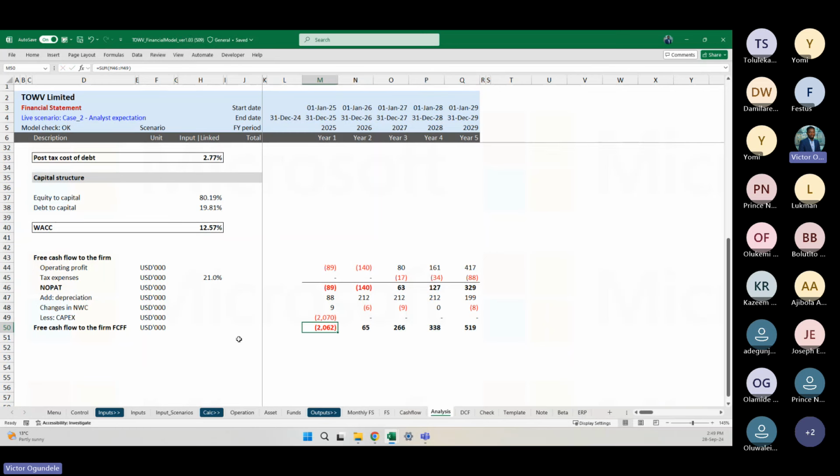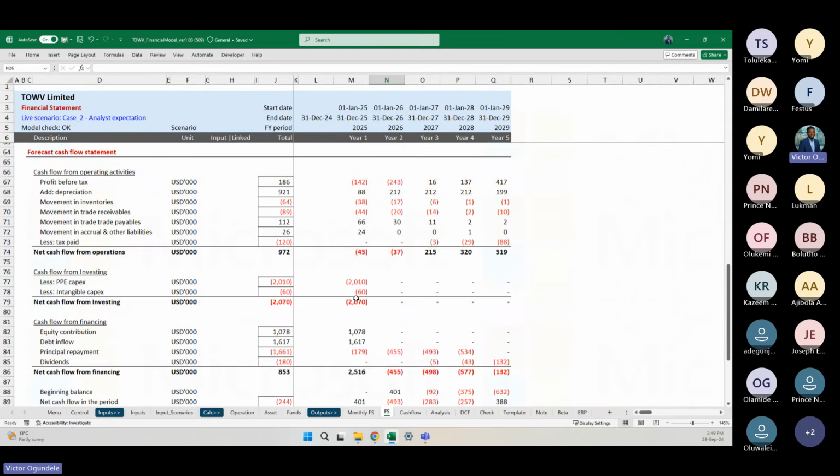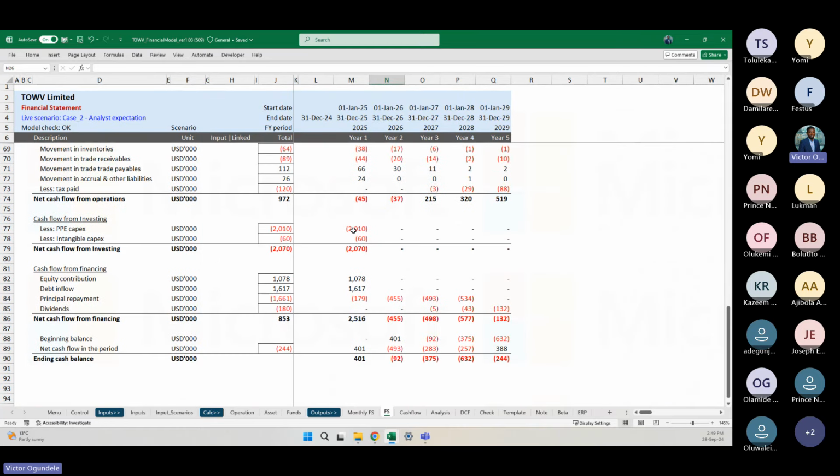One thing we forgot to do, which is always good you take note of as a financial modeler. If you go to my cash flow from investing, you see that we only have capex in year one. The other periods are dash. This is not a good practice. No business operates like this. So definitely you must always have a capex provision for each year. So please always take note of that.